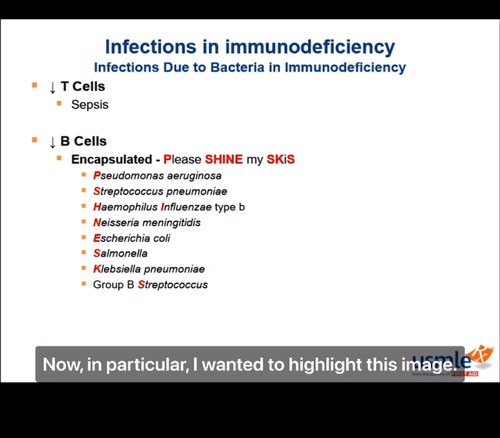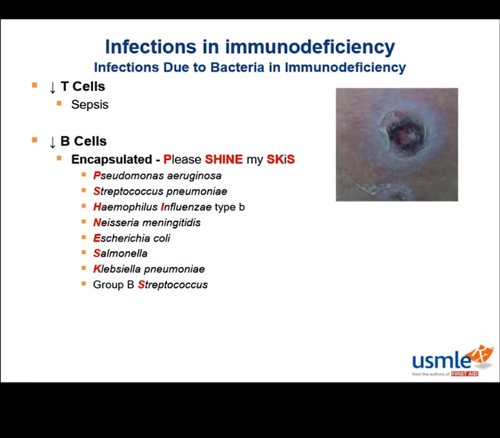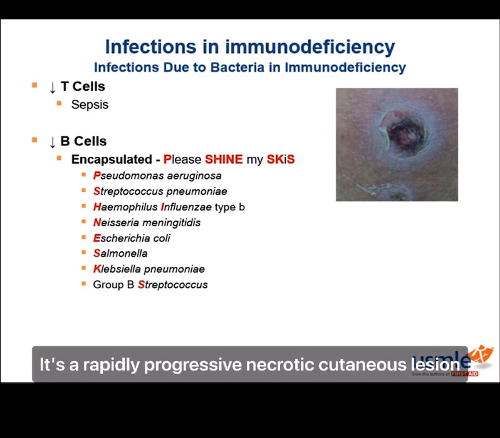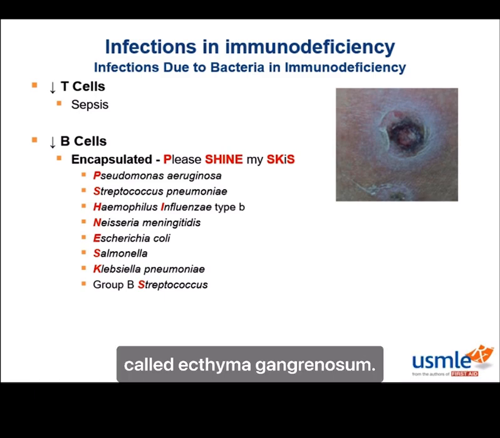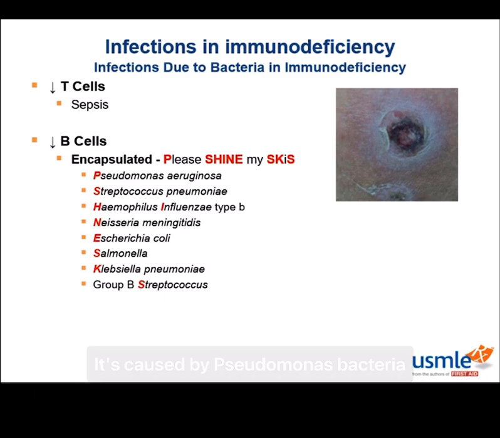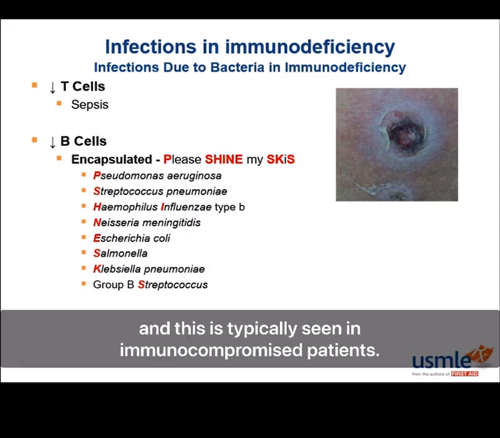Now, in particular, I wanted to highlight this image. Do you know what this is? It's a rapidly progressive, necrotic, cutaneous lesion called ecthyma gangrenosum. It's caused by Pseudomonas bacteria, and this is typically seen in immunocompromised patients.